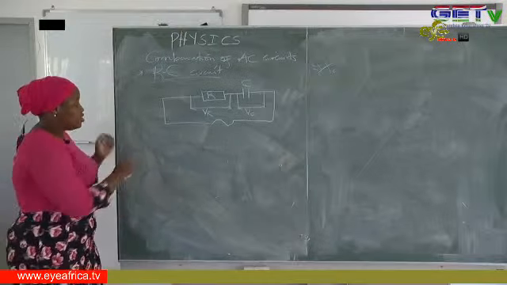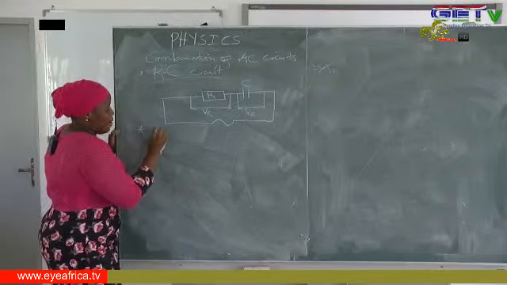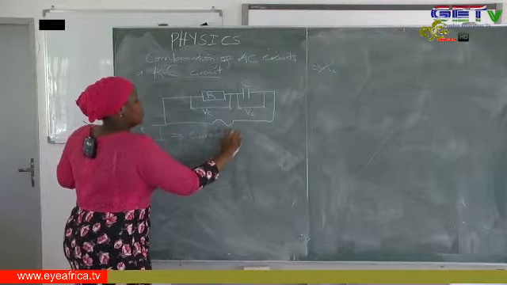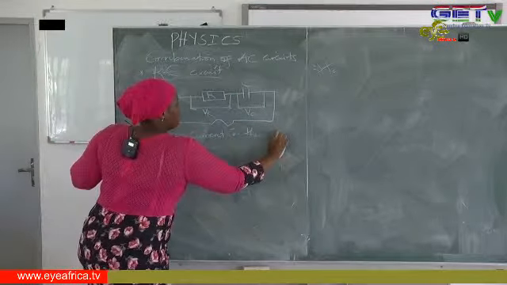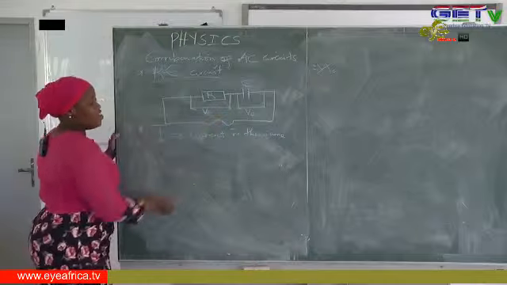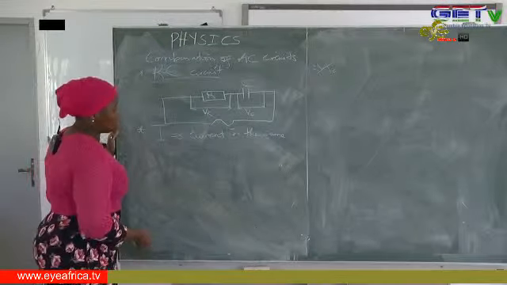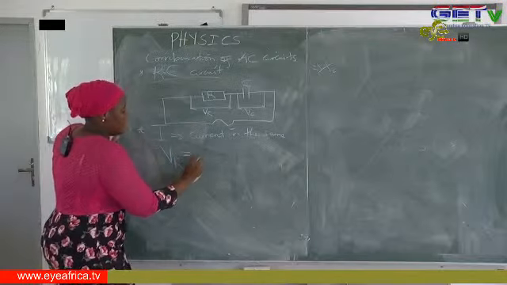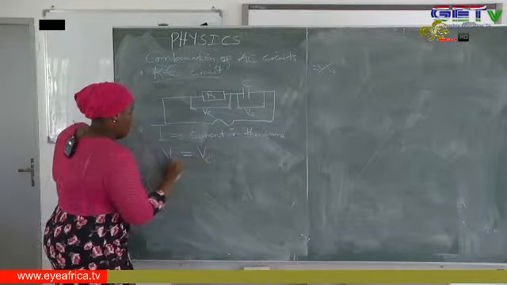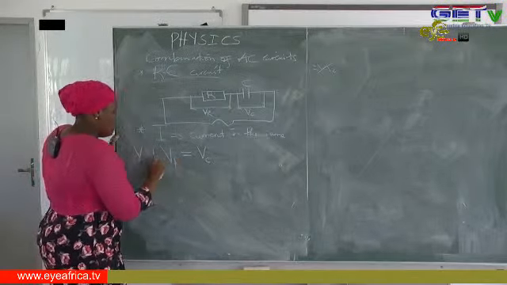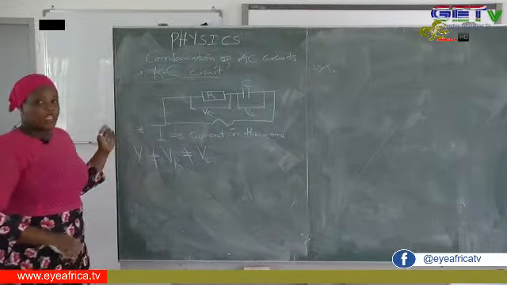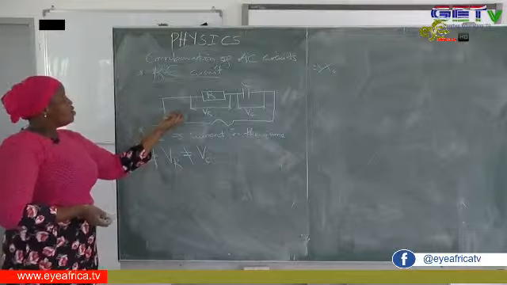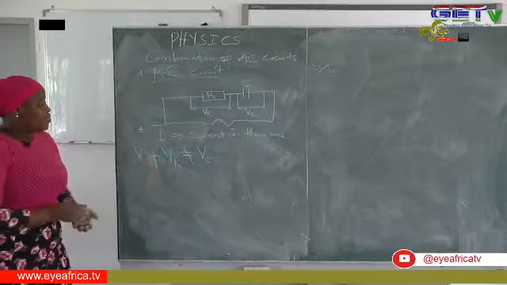All you need to know is that all of these components are combined in a series arrangement, and that tells us that the current I is the same. Since the components are arranged in series, the total voltage is not equivalent to VC, and it is also not equivalent to VR. Is that understood?